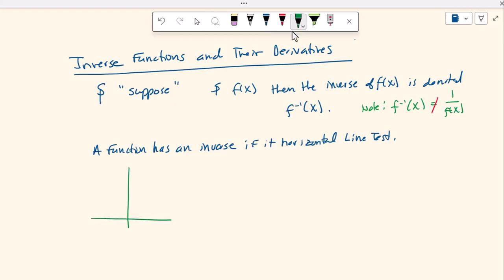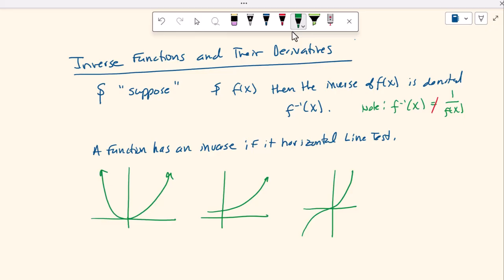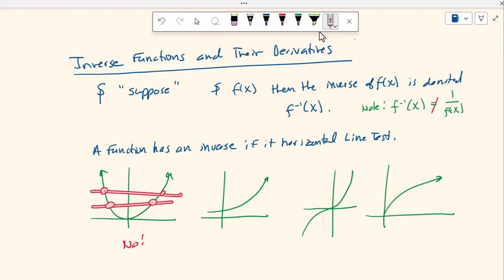Okay, let's look at this graph. Just throw a few up here. So that's a quadratic. This is an exponential growth. This is a third degree polynomial parent graph, and this is a square root graph. Okay, so this first one is a no. It is a no because when I run the horizontal line across here, I hit 2 points. And this happens a lot, but it just has to happen one time for an inverse to not exist.